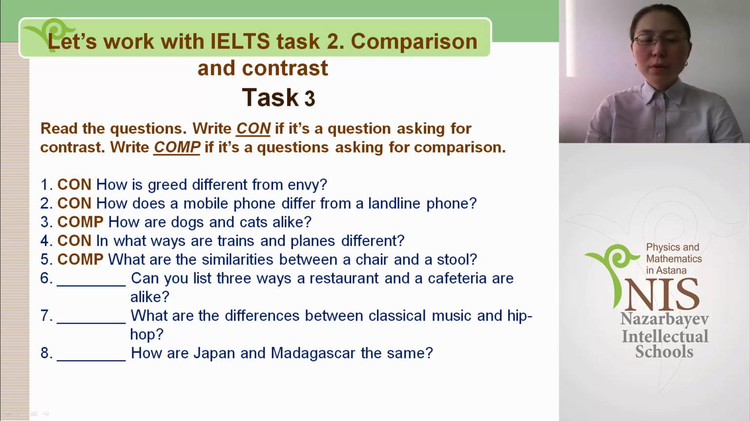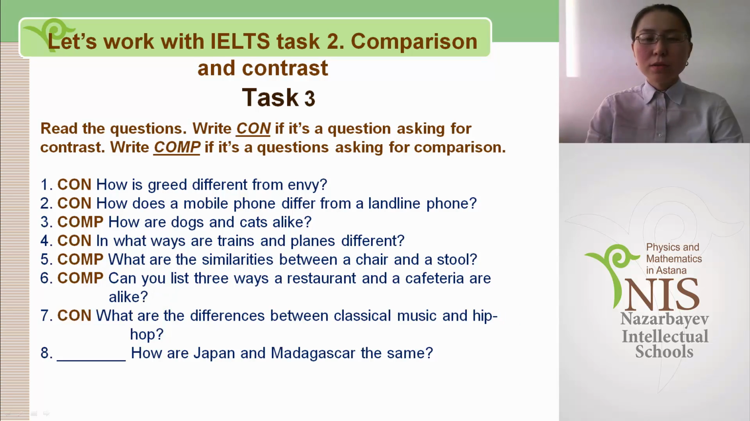The next is comparing again. What are the similarities between a chair and a stool? Number 6, again comparing. Can you list 3 ways a restaurant and a cafeteria are alike? Let's look at the next one. This is contrasting. What are the differences between classical music and hip-hop? And the last one. This is also comparing. How are Japan and Madagascar the same?